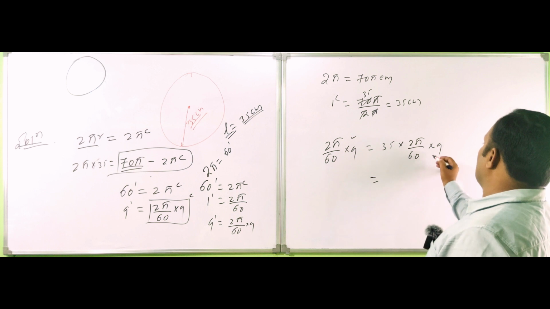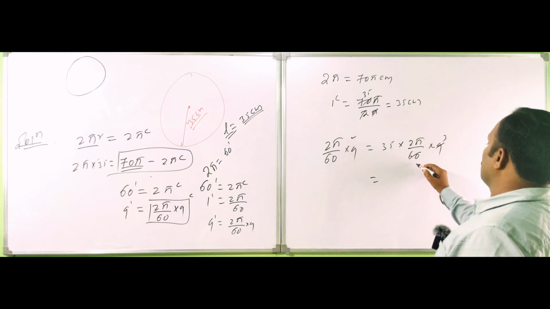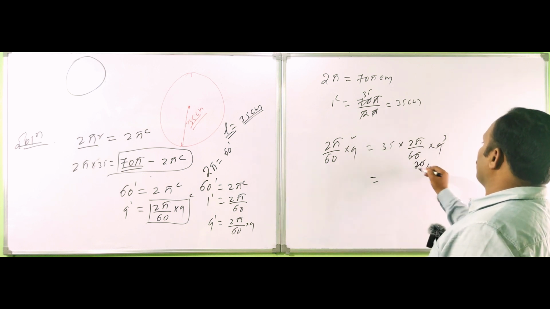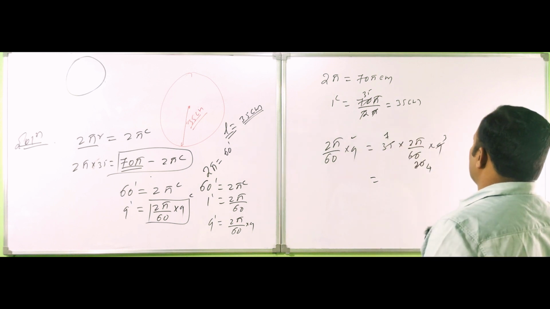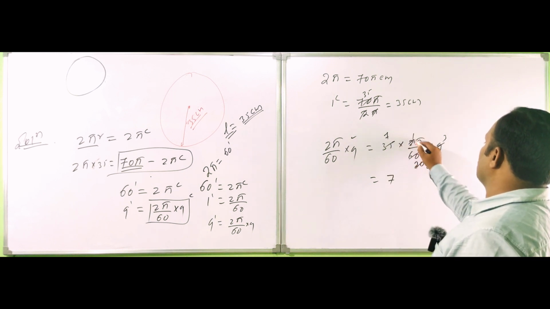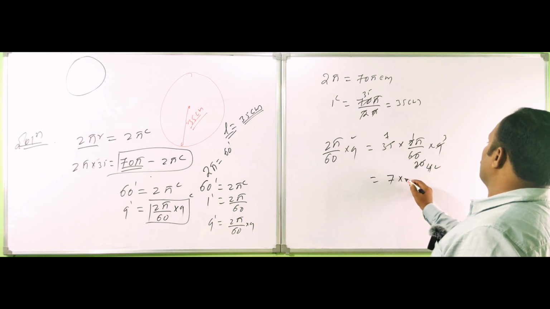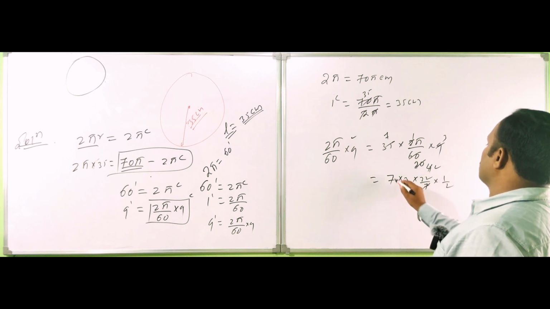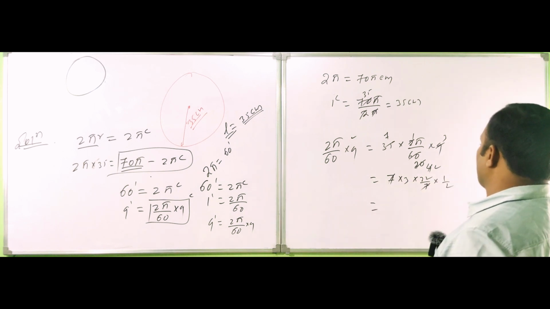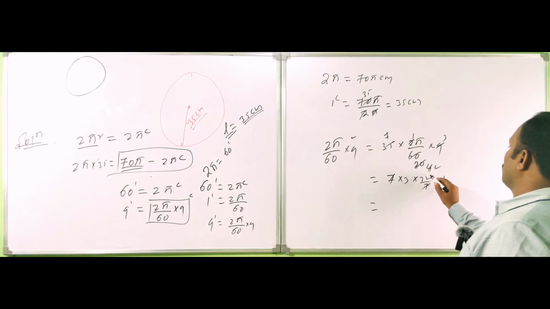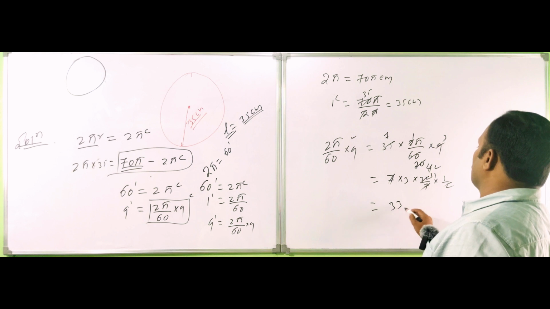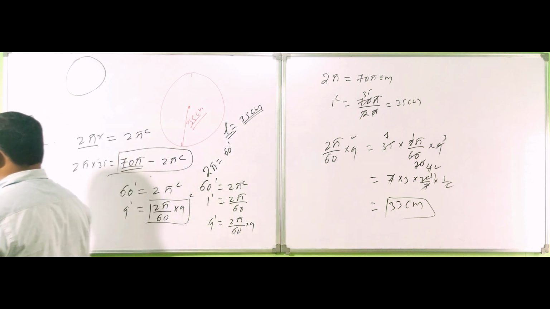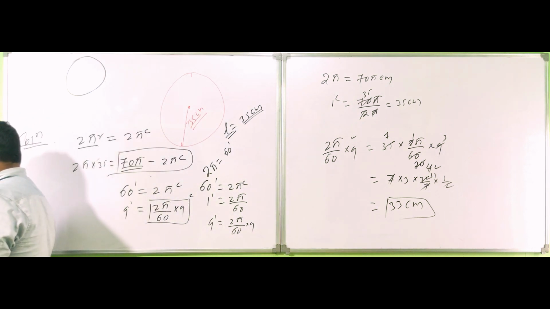This gives 2 into 22 by 7 into 3 into 1 by 2... the 7s get cancelled, and this makes 2 elevens are 22, 3 elevens are 33 centimeter. The answer would be 33 centimeter. Let's check the answer. Yes, 33.